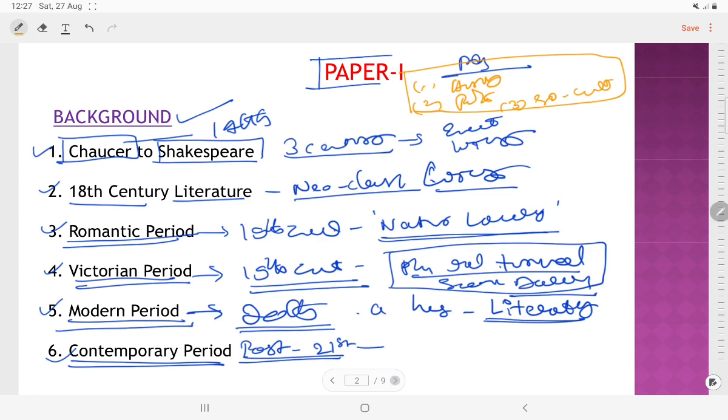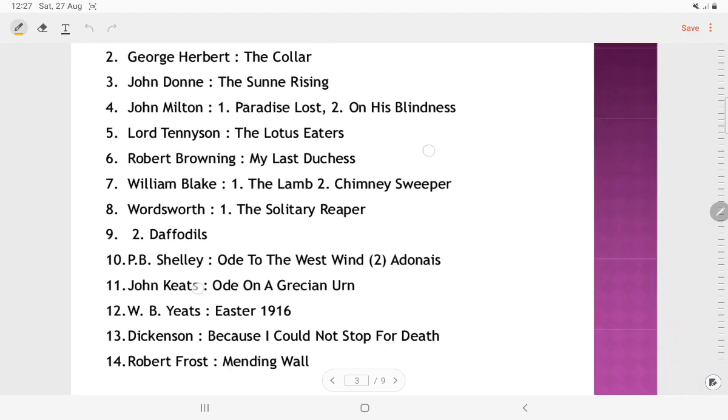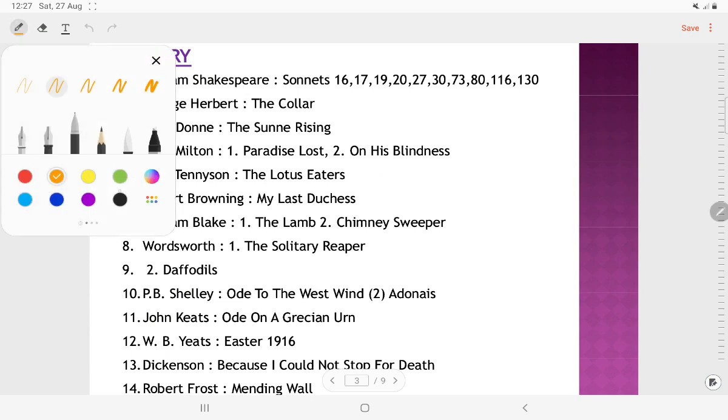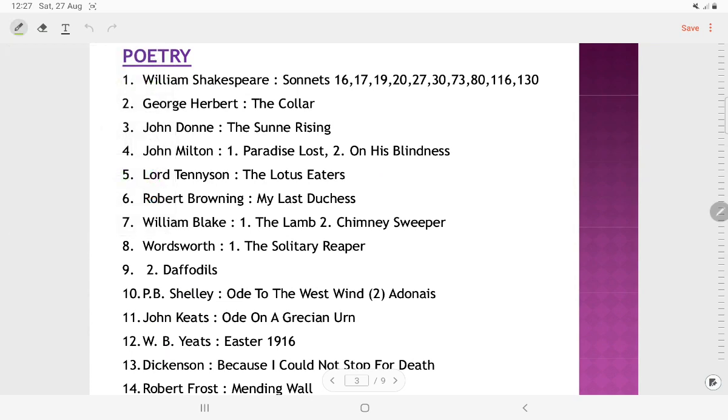Okay, going to the next page. Here let us see the important poets and their poetry, the poems. So this is the poetry section. Here we have 14 poets, and the poets are also from outside England. It means New England, America. So let us see them one by one. The very first poet is William Shakespeare and his famous sonnets.